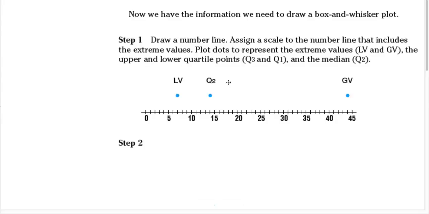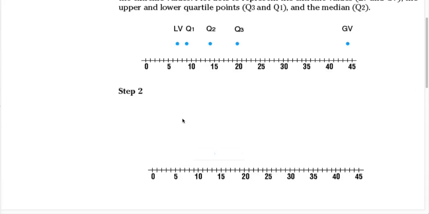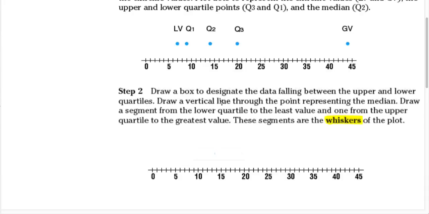And then we want to find our Q3, Q1 and Q2. We already found our Q2, which is our median. So our Q3 would be right there, 19, and our Q1 would be 9. That is the first step. Step number 2, after creating our number line and plotting the points for LV, GV, Q1, Q2, and Q3, draw a box to designate the data falling between the upper and lower quartiles.